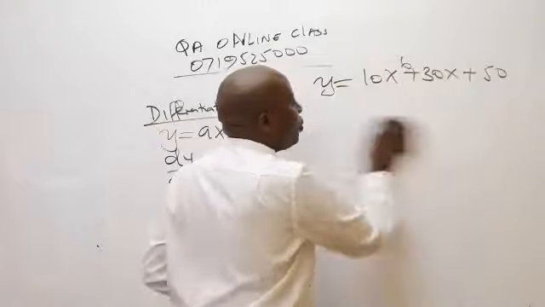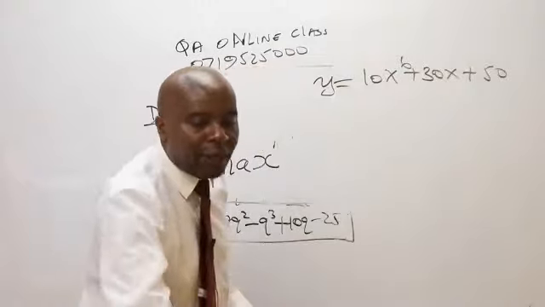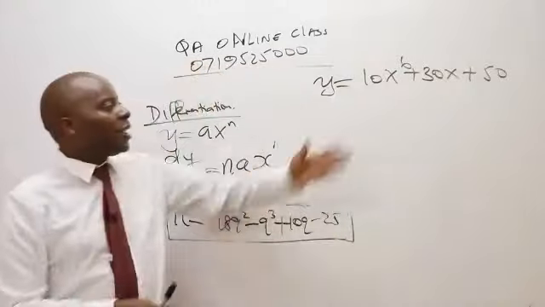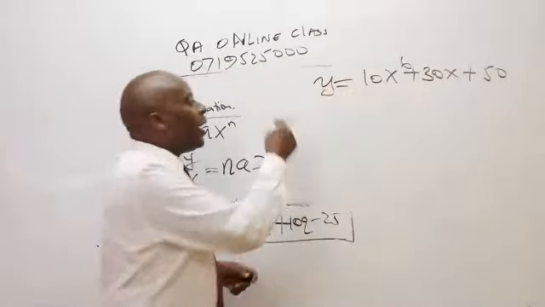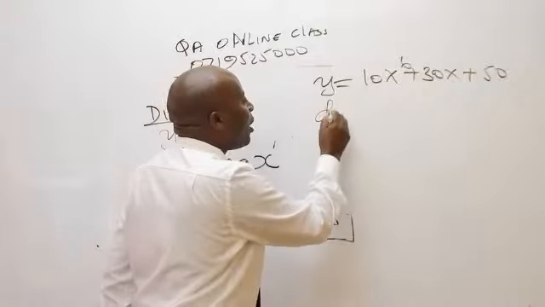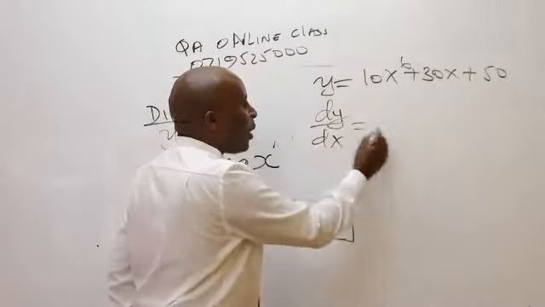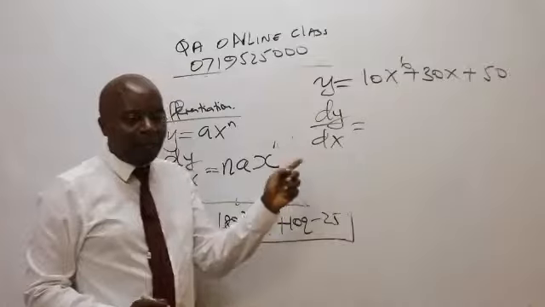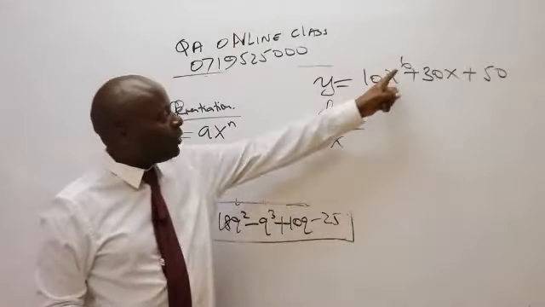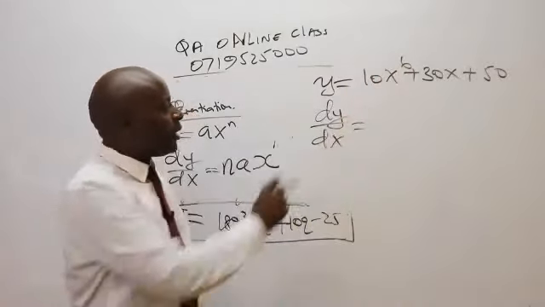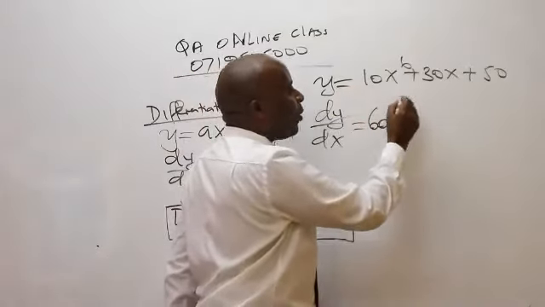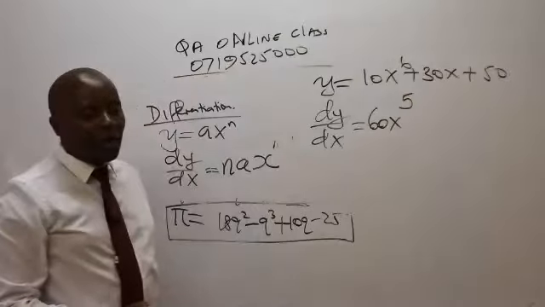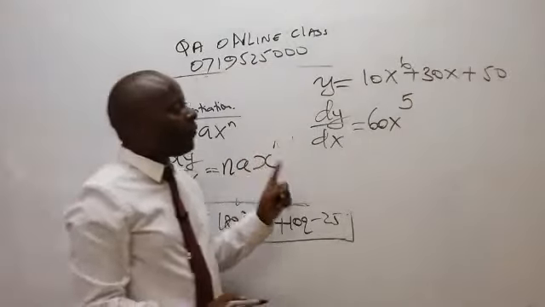how will I be able to differentiate this? It doesn't matter how many terms this thing has. Ladies and gentlemen, at the end of the day, I will differentiate one term at a time. So what do we have here? The 6 comes down times 10. That gives us 60. x raised to a new, reduced power. 60x raised to power 5.